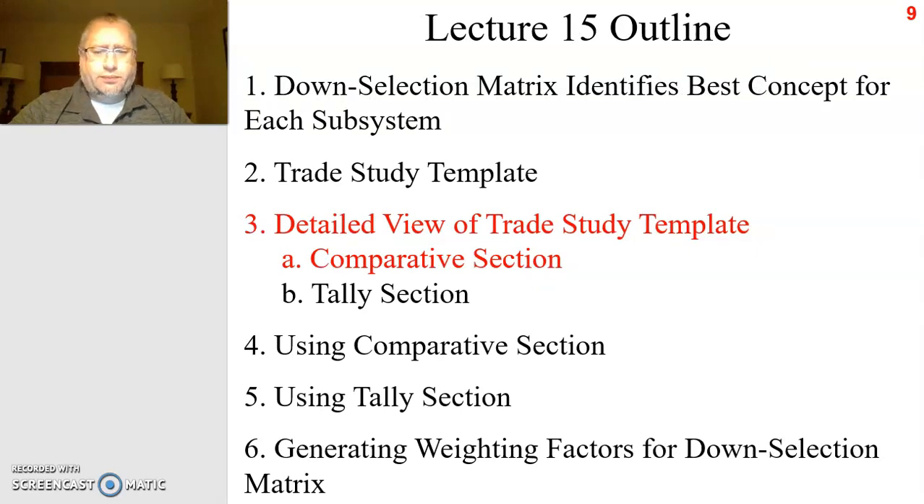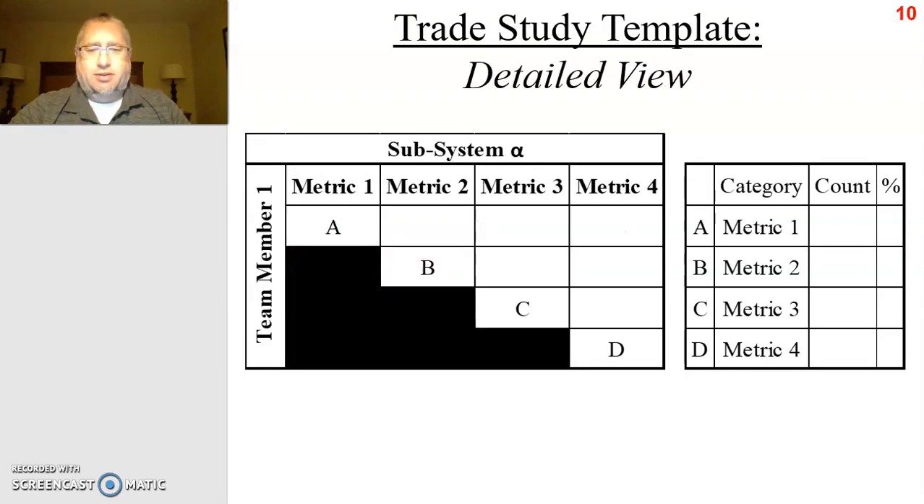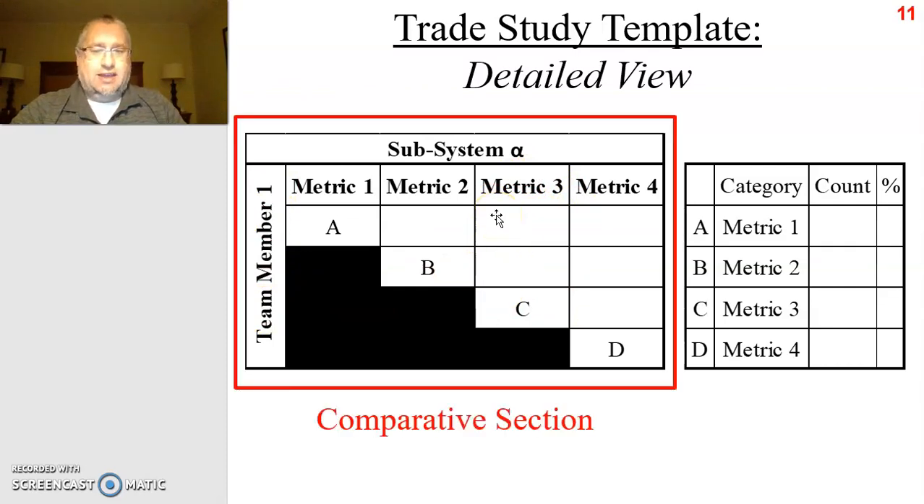Okay, so we're going to look now at a more detailed view of the trade study template. The first section that I'm going to talk about is the comparative section. So here's just one of those matrices out of the whole array of matrices that's part of the trade study template. This is just for one subsystem, subsystem alpha, and for a single team member. And there are two pieces. This piece here to the left, that's the comparative section. And the piece here to the right is called the tally section. We'll talk about that in a second.